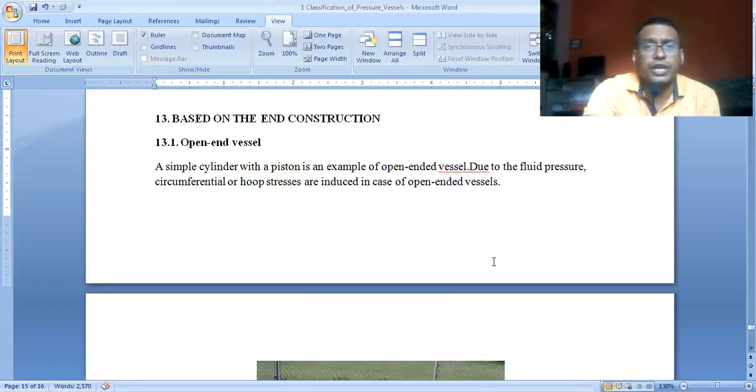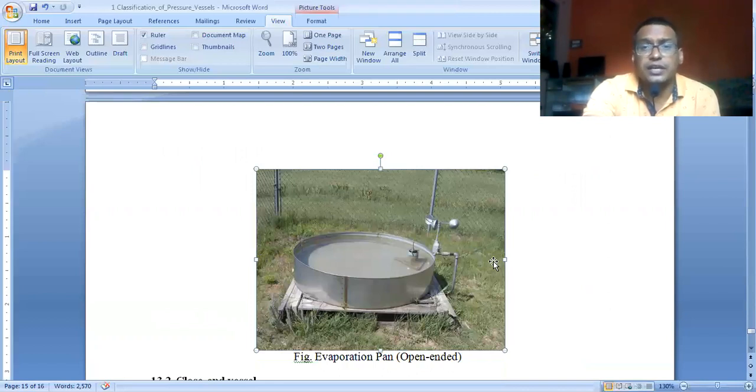Then based on the end construction, whether it is the open end vessel, that means open to atmosphere, so that the natural evaporation takes place. This is what we observed in the concentration of the salt near the seashore. It is the open vessel. There we are not using the vessel itself directly. Fabrication of a vessel is not there. However, the water is collected and the natural evaporation is taking place.